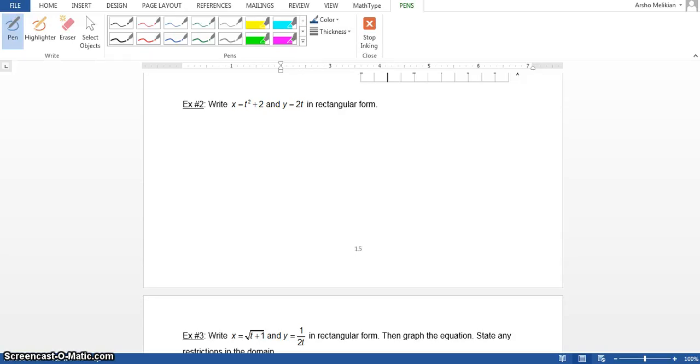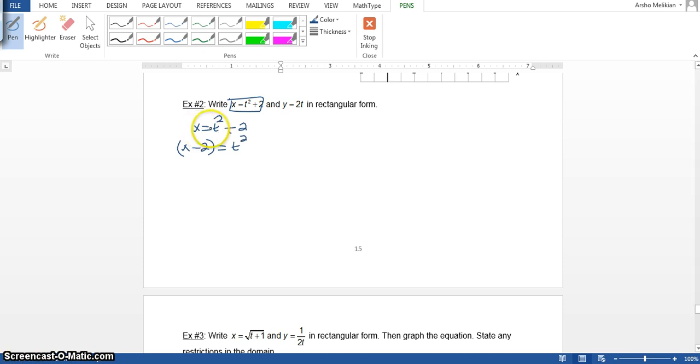In this problem, we have two equations and we're just going to write it in rectangular form. We want to have it look like y equals some equation, so we want to eliminate t. You take this equation for the x and you solve it for t. X is equal to t squared plus 2. I subtract 2, and that equals t squared.